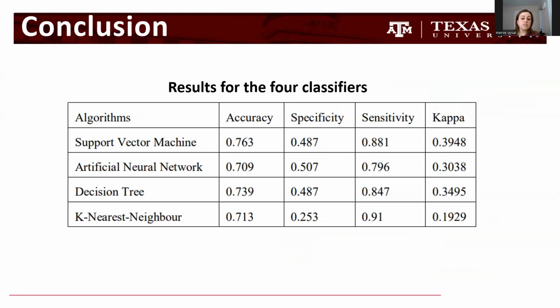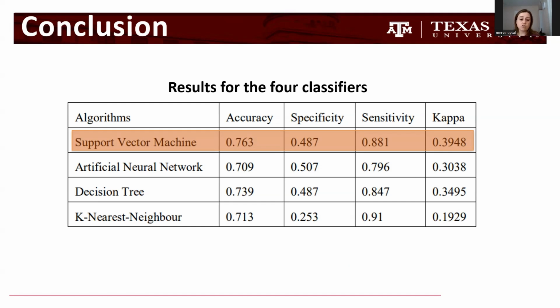In conclusion, this table summarizes the performance of four classifiers. Support vector machine achieved the highest accuracy at 76.3% and had the best kappa statistic, showing it was the most consistent across the board. It also excelled in sensitivity, making it the most effective for detecting true positives.